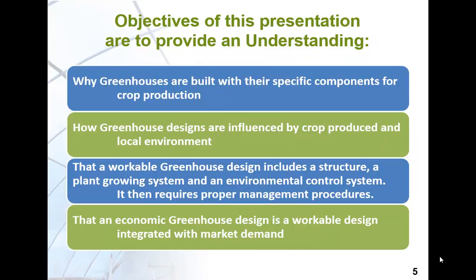What we'd like to get an understanding from this presentation is why greenhouses are built in a specific way that they are, and how their design is influenced by the crop that's produced and the local environment that the greenhouse must overcome to provide the proper environment for growing the crop. Also, that a workable greenhouse design includes the structure, the glazing on the structure, and inside a plant growing system and an environmental control system. And finally, that it requires proper management procedures.